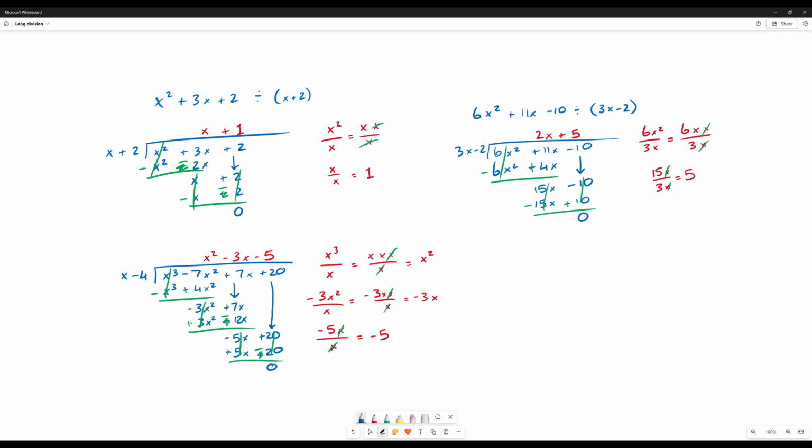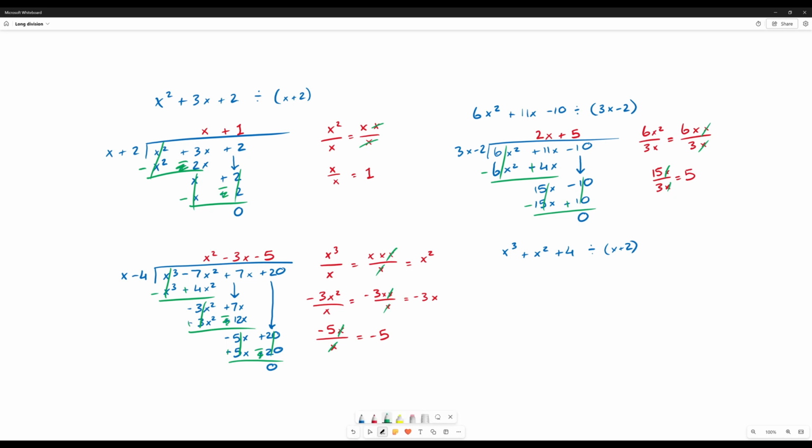So the question says, I'm going to write out the question because I want you to see how it's written. It's written like this, and it's saying divide that by x plus 2. Now the problem is, in case you haven't noticed, there's an x cubed, there's an x squared, but there's no x, because it goes straight to the number then. It's like the x bit is missing.